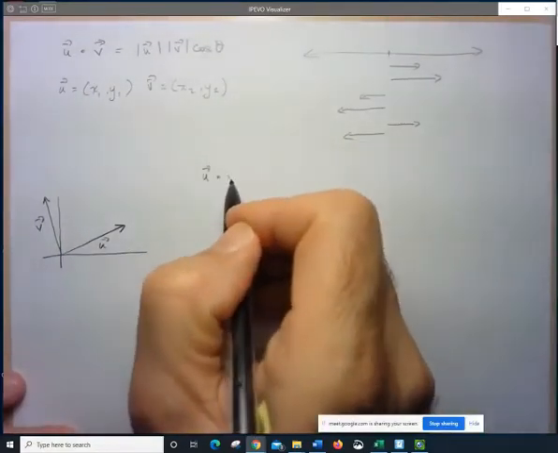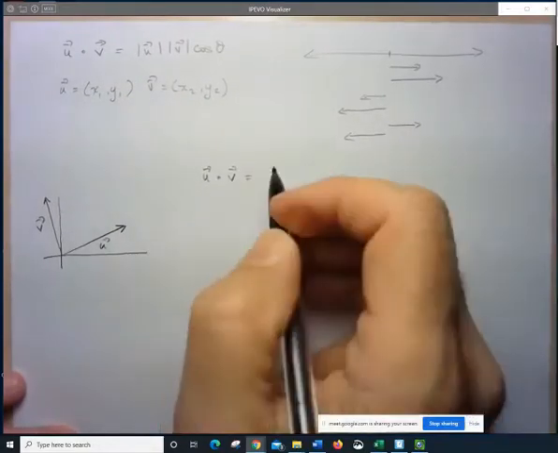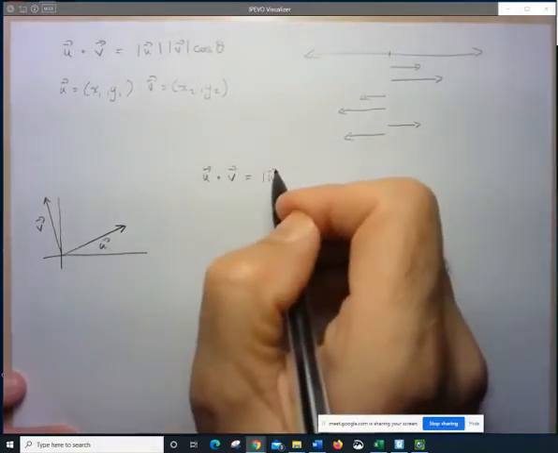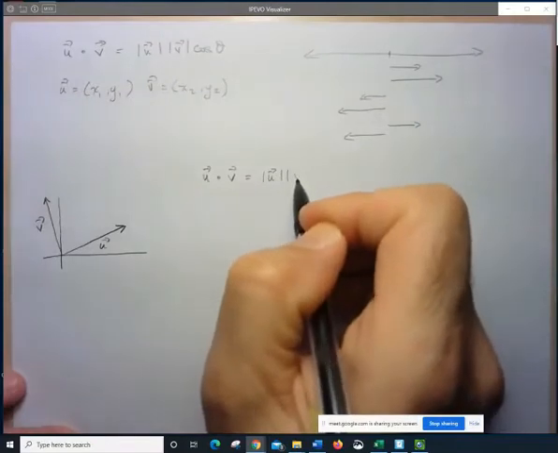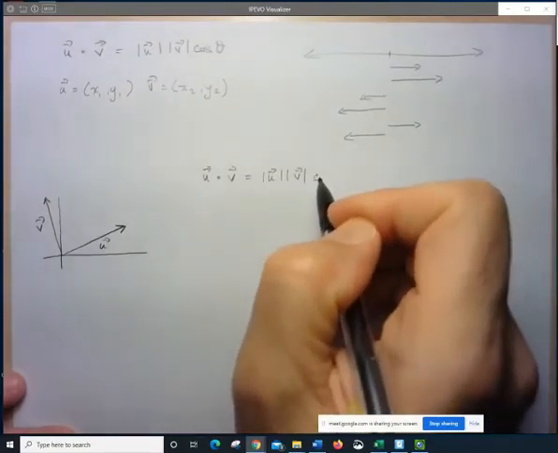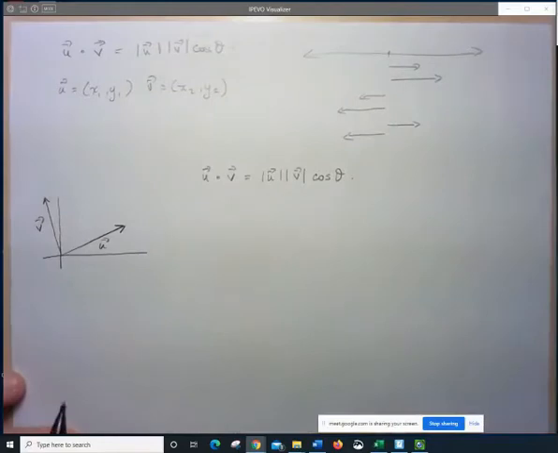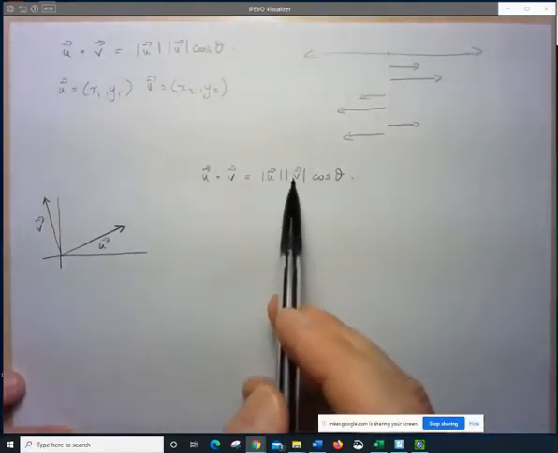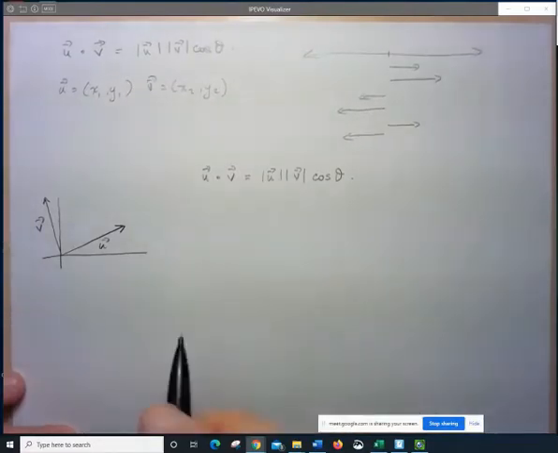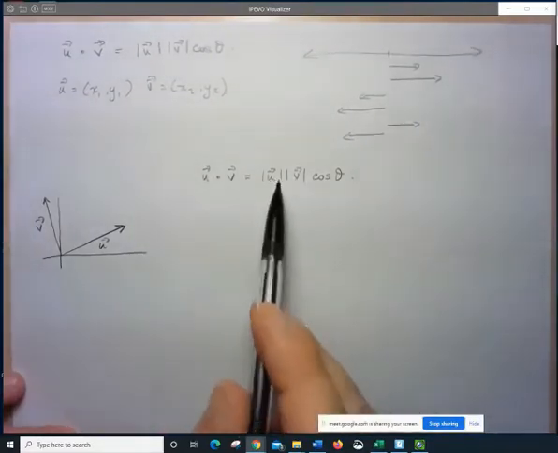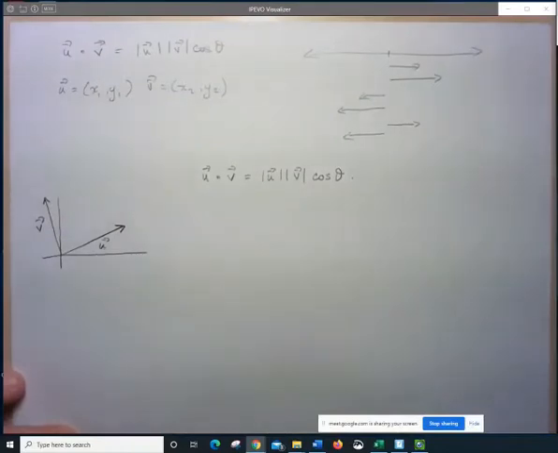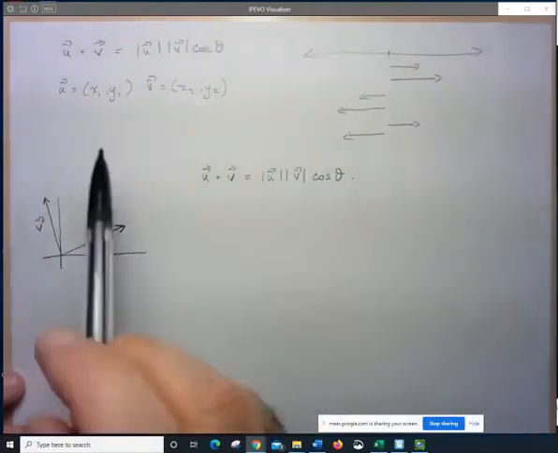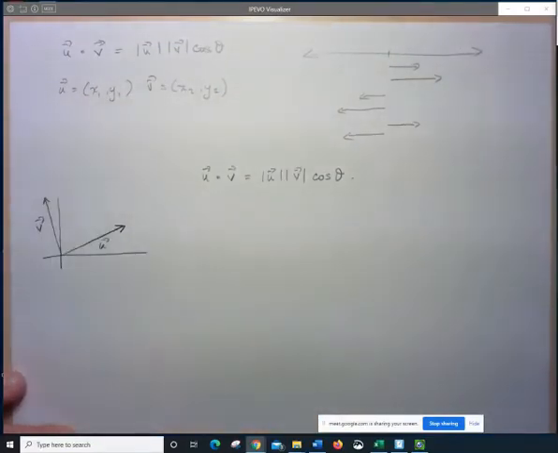I've got u dot v, I know, is equal to the magnitude of u times the magnitude of v times the cosine of the angle between them. Is there any issue with determining expressions for these two? Do we know how to determine expressions for these two based on the vectors we have? Yes, we have a definition for the magnitudes of these vectors. So that's not a problem.